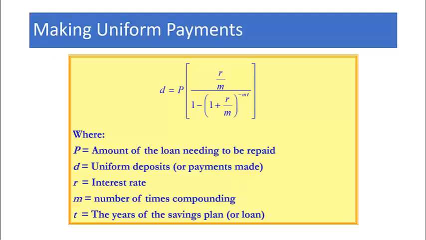Here's our formula for making uniform payments, where P is the amount of the loan needing to be repaid, D is the amount of uniform deposits or payments being made, R is our interest rate, M is the number of times the interest is compounding in a year, and T is the years of the savings plan or loan.